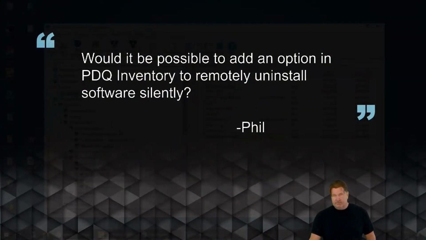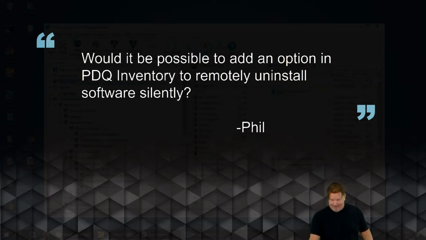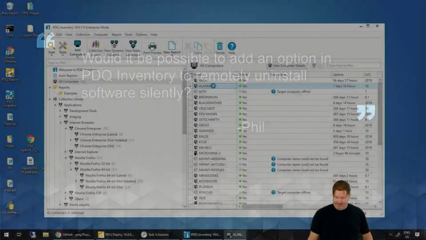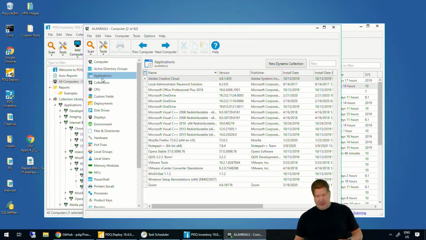Yeah, let's hit another question. Dear Lex and Jordan, would it be possible to add an option in PDQ Inventory to remotely uninstall software silently? Thanks, Phil. Do you want to take this one or do you want me to take it? Well, we have something built into Inventory that is based on the information they put into their uninstall string, where you can build an uninstall package based on their information. True. You can do that. Let me show you a couple of these.